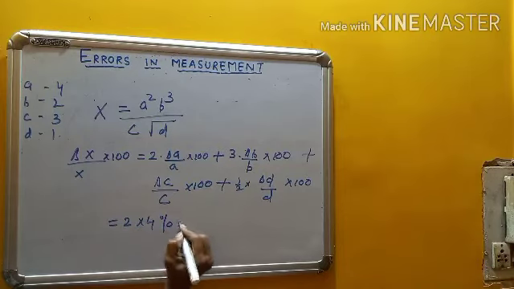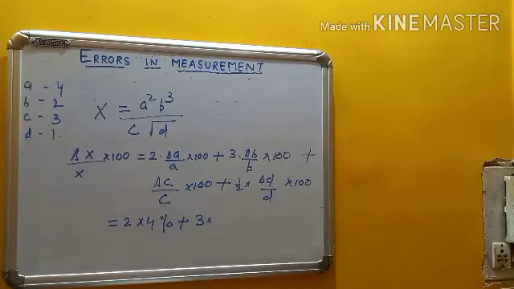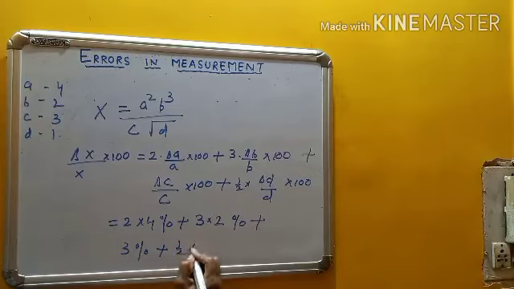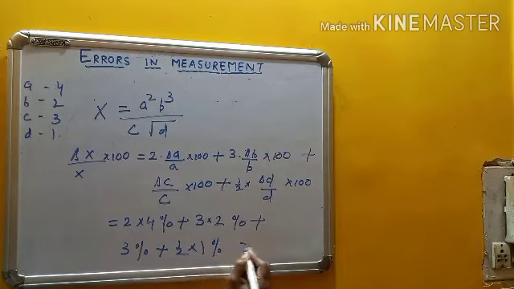So, 2 into 4% plus, now 3 into percentage error in the measurement of b. It is directly given, absolute error is not given, percentage directly given, which means delta b by b into 100 is given as 2%. So, 2% plus delta c by c into 100, percentage error in the measurement of c is given 3%. So, 3% plus half into delta d by d into 100, the percentage error in the measurement of d, that is directly given as 1%.